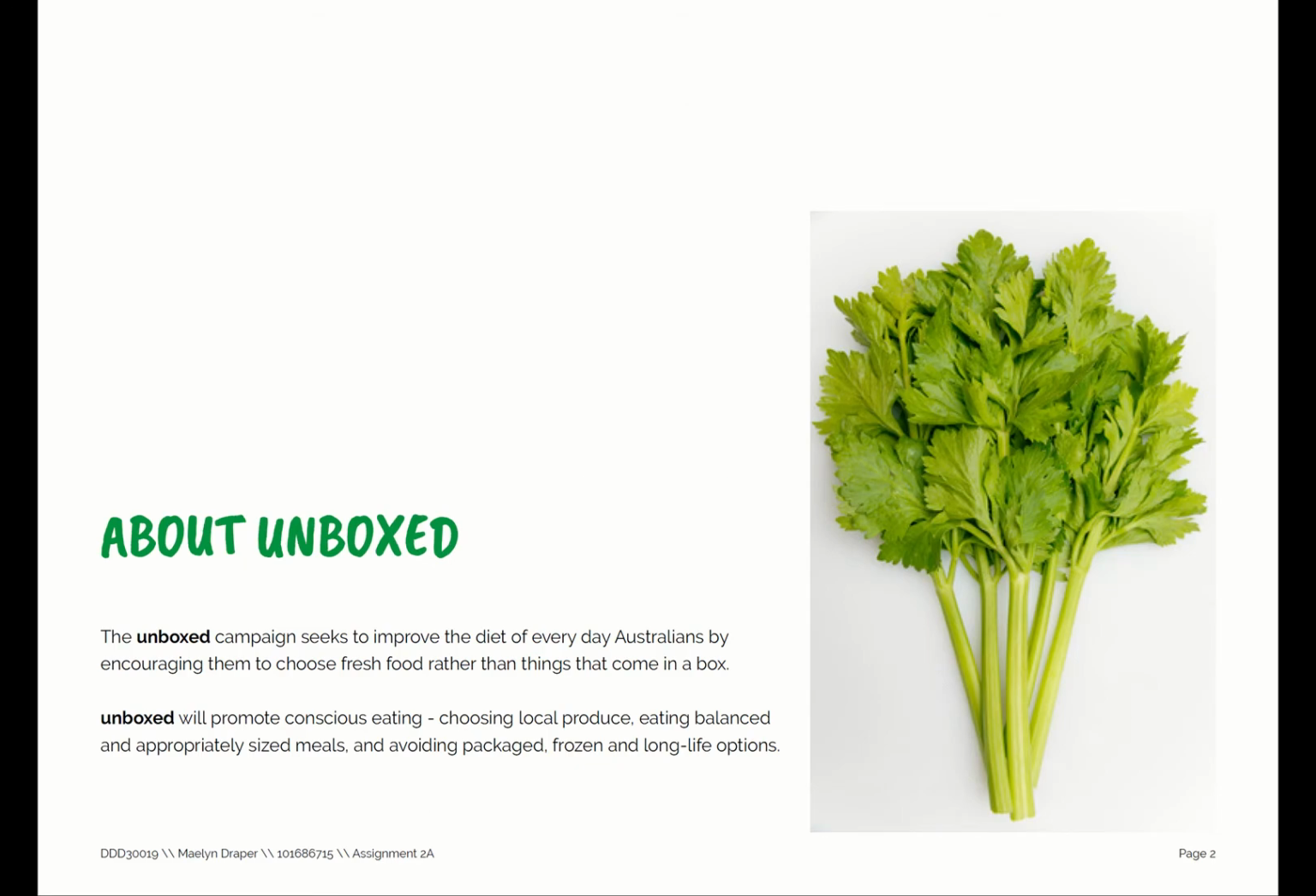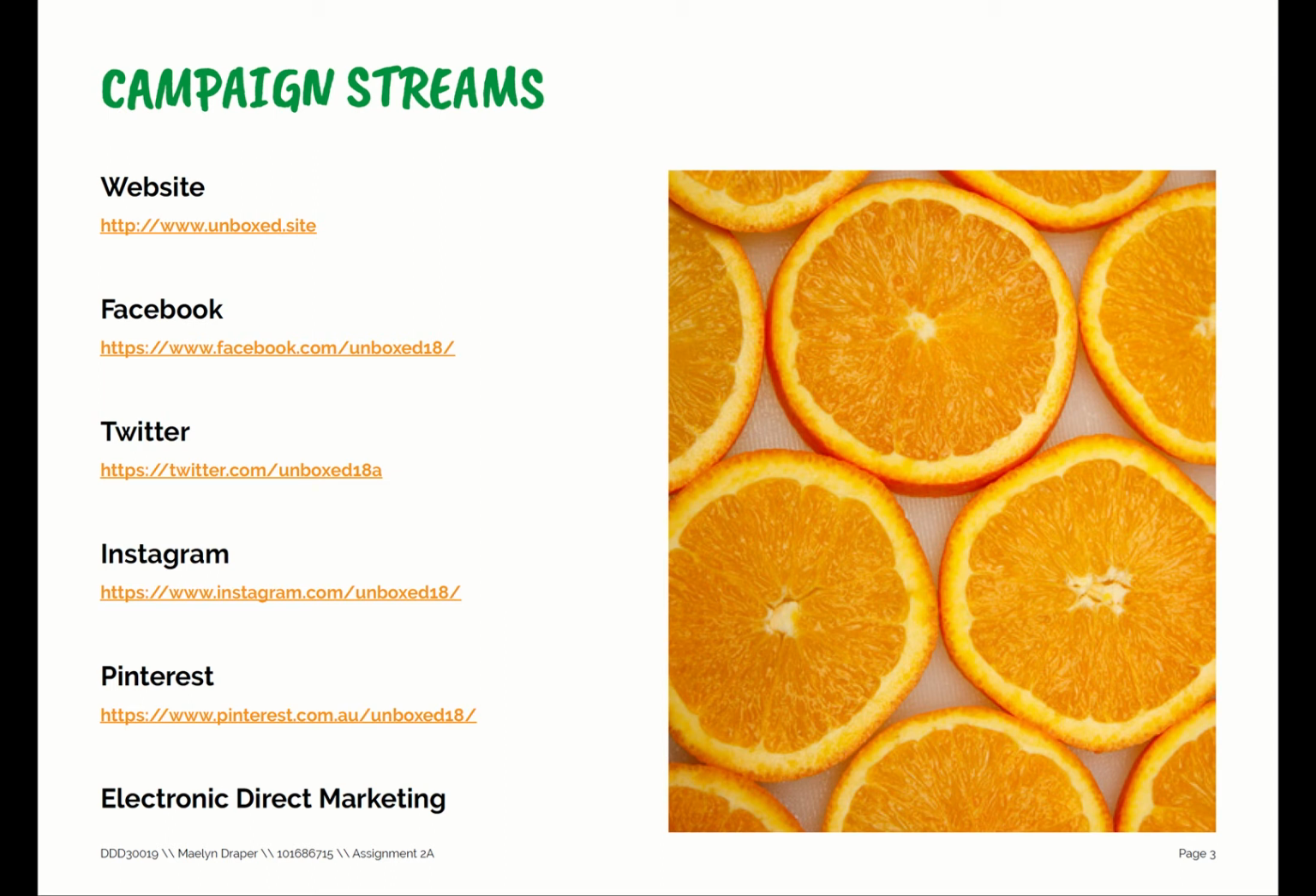My campaign is called Unboxed, and the goal of the campaign is to help improve the diet of everyday Australians by encouraging them to choose fresh food rather than things that come out of a box. We've been promoting conscious eating, choosing local produce, eating balanced and appropriately sized meals, and avoiding packaged, frozen and long life options. The campaign consists of 5 streams: the website, Facebook, Twitter, Instagram and Pinterest, as well as a mailing list.